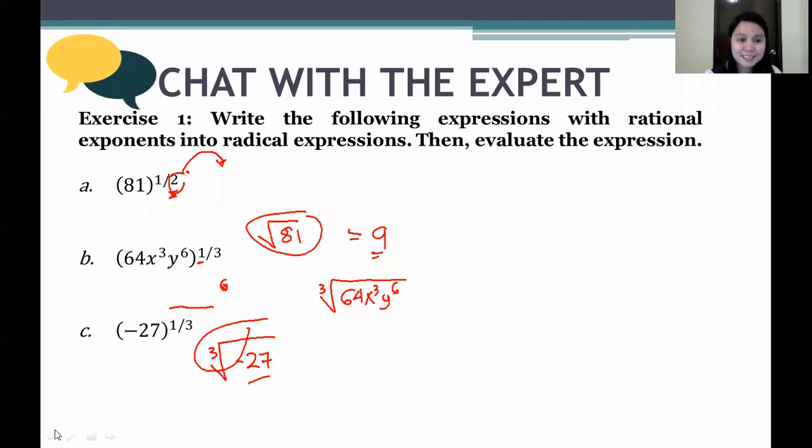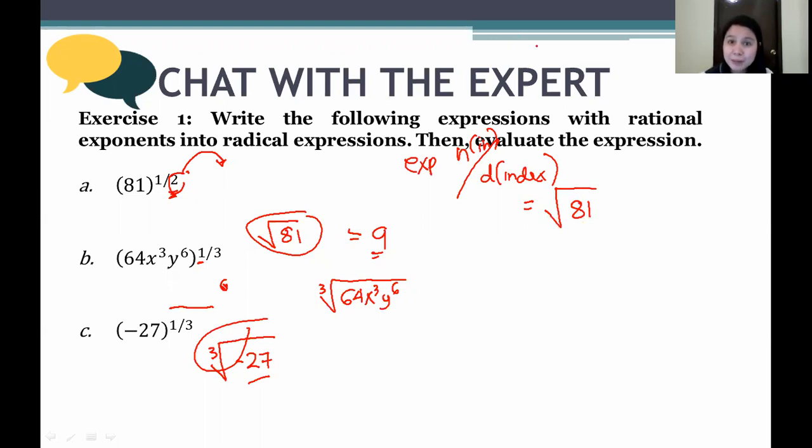Let me go back to the first slide. Now let's start by rewriting rational expressions to radical expressions. Again, for the exponent, the numerator will go inside, while the denominator will go to the index. Now let's start with the first one. Ready? We have square root of 81. Now we need to find the principal root.